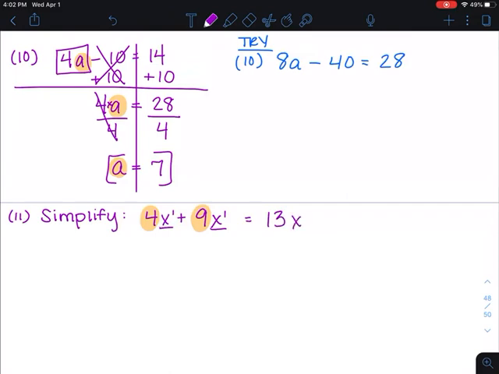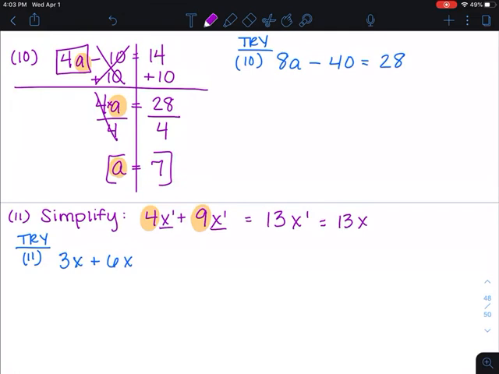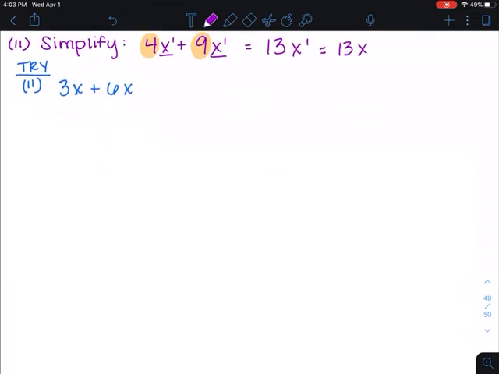We have like terms, so we can add the coefficients and keep the variables and the exponents the exact same way. So first we're going to do 4 plus 9, which is 13. Then we keep our variable and we keep our exponents the same. If our exponent is a 1, it is not needed, so we can just say 13x. So for number 11, I want you to do 3x plus 6x. And I want you to simplify that.